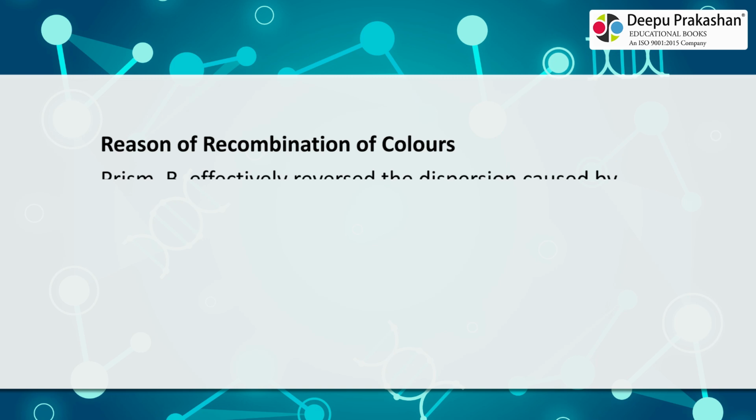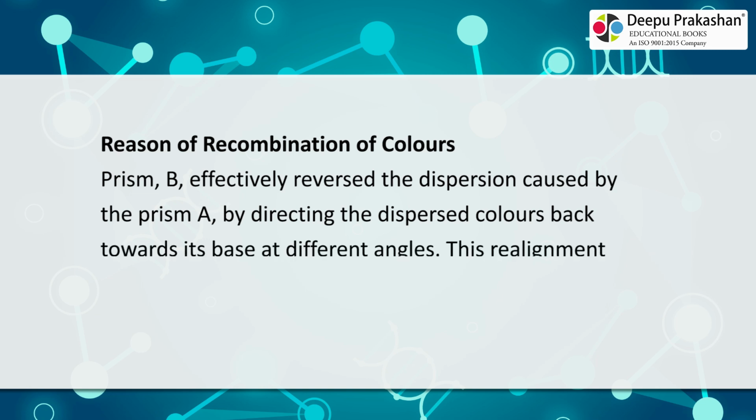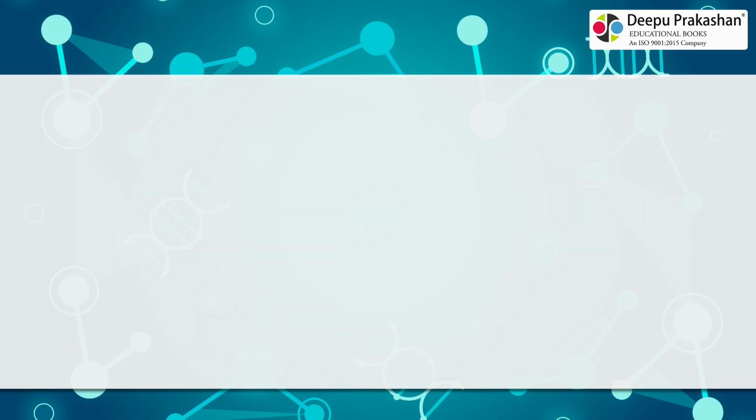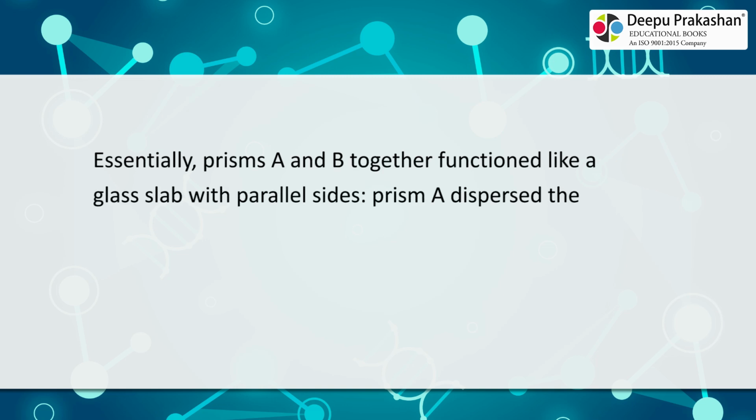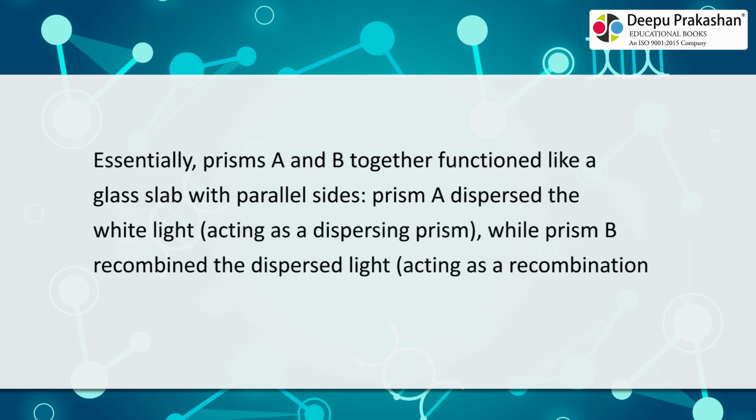Prism B effectively reversed the dispersion caused by prism A by directing the dispersed colors back towards its base at different angles. This realignment caused the colors to converge and recombine into white light before emerging from prism B. Essentially, prisms A and B together functioned like a glass slab with parallel sides. Prism A dispersed the white light, acting as a dispersing prism, while prism B recombined the dispersed light, acting as a recombination prism.